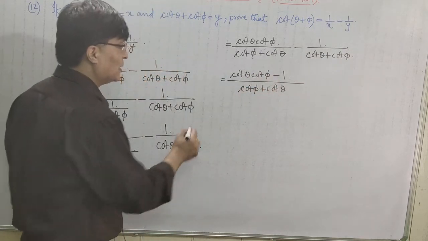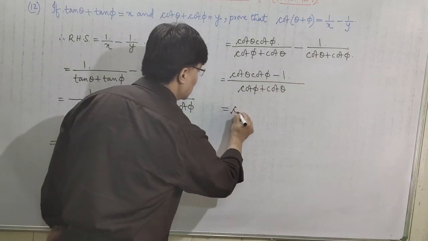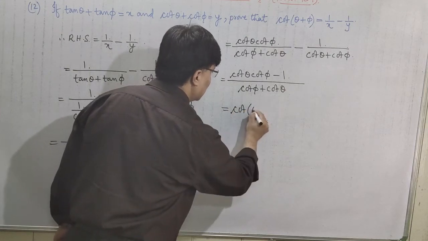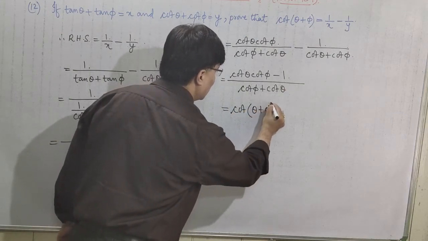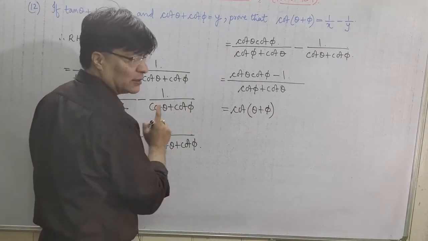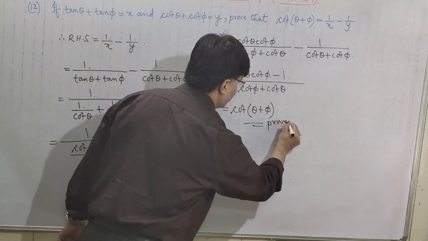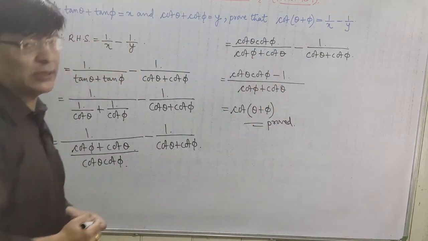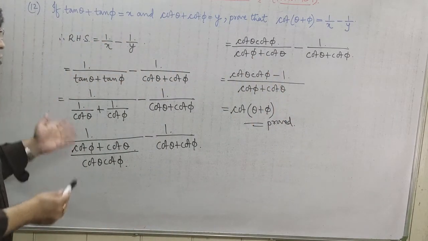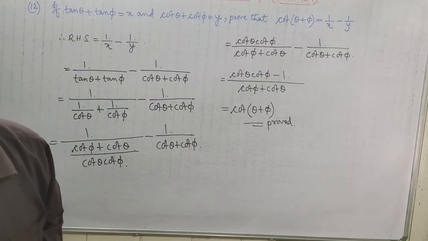What is the formula? That is cot of A plus B. But here what is A? Theta. Plus what is B? It is phi. So we have done it, which is equal to the right hand side. So it is proved. So I think you have understood it. Okay. So you can copy it. Now we'll do the next question.